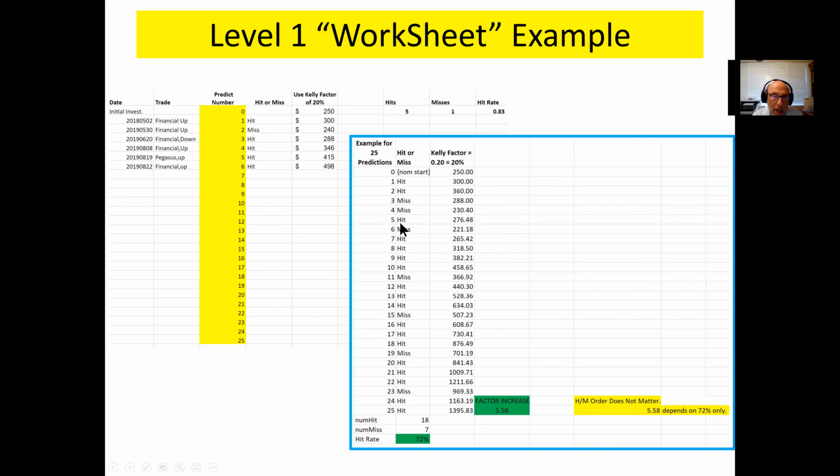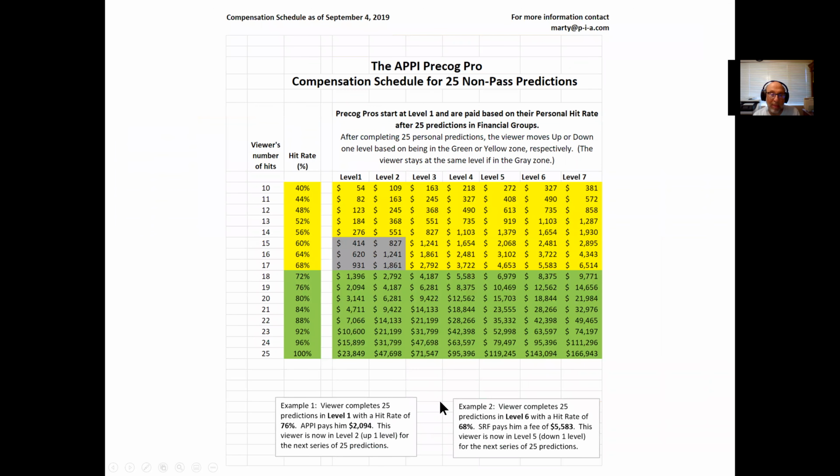There are no commissions in here. You don't have to worry about any of that. This 72% and this $13,956 depends strictly on your final hit rate, period. And that's why we get that 1396 number here, and all these other numbers come based on that 20% Kelly approach. And then the different levels, we start you off with more and more money because you're getting better and better. And you should earn more and more.